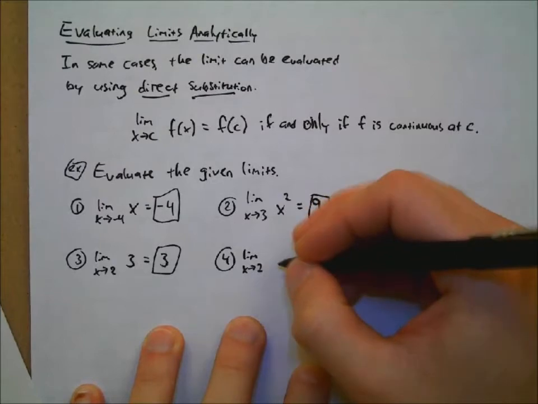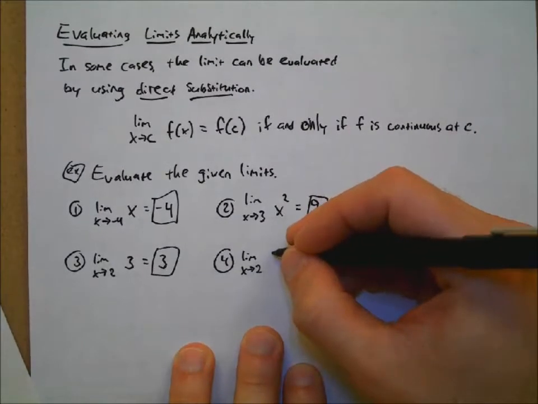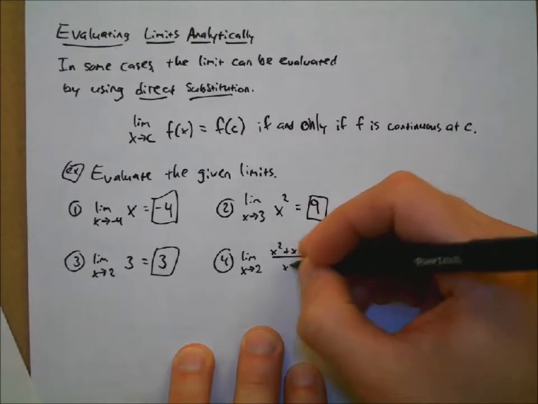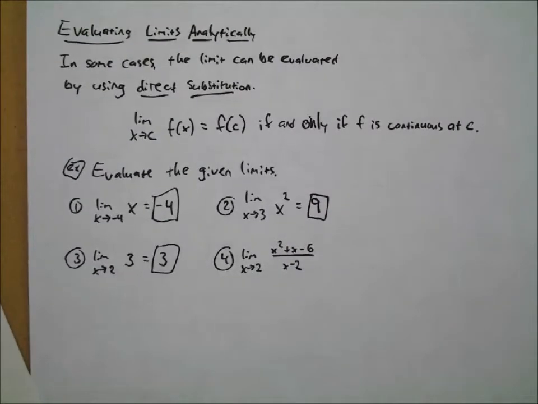One more here, and then I'll have you guys try one. The limit as x approaches 2 of x squared plus x minus 6, all over x minus 2.